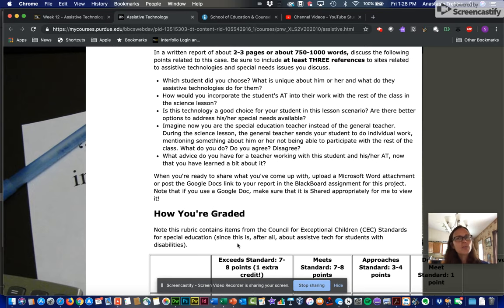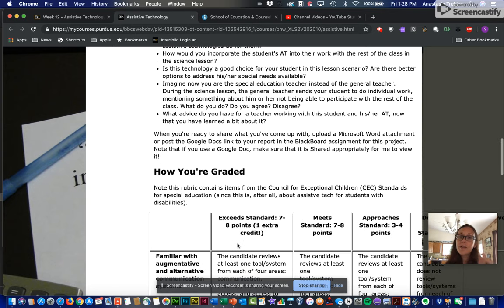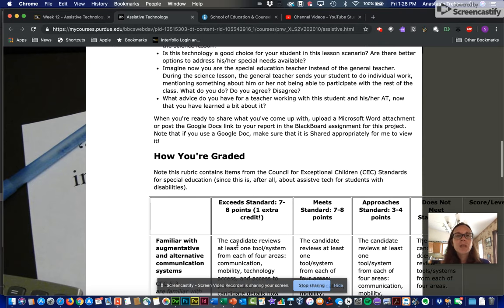Remember to have at least 3 references. These might be specific sites about assistive technologies or articles, special needs issues, whatever else that you're bringing up. Try and bring in some resources about that stuff. And it's a paper, so you can structure that in the typical form, and have some fun exploring this in a little bit more detail.